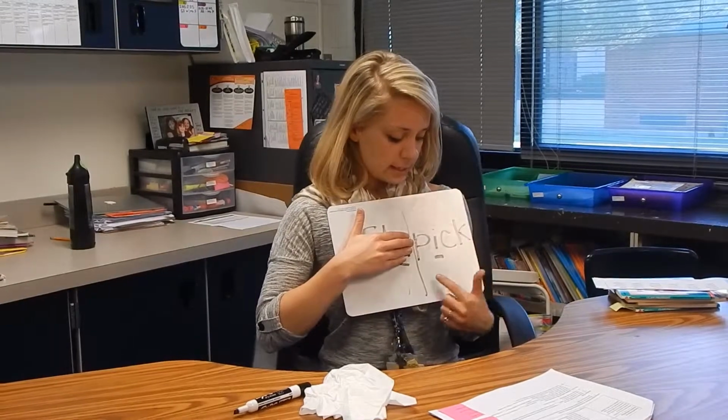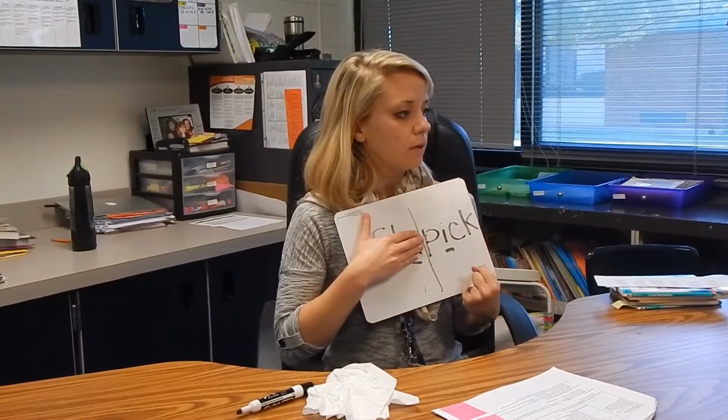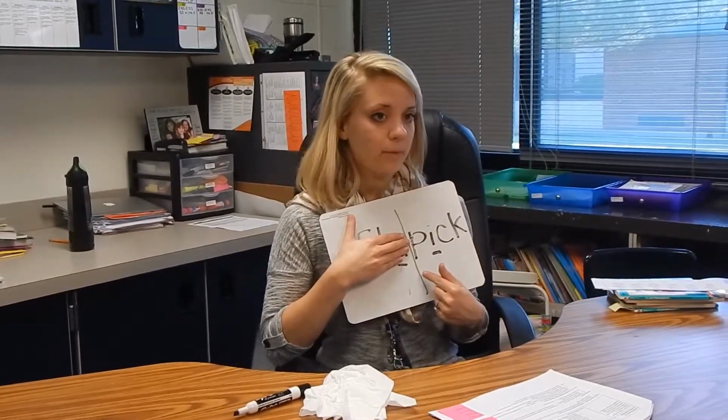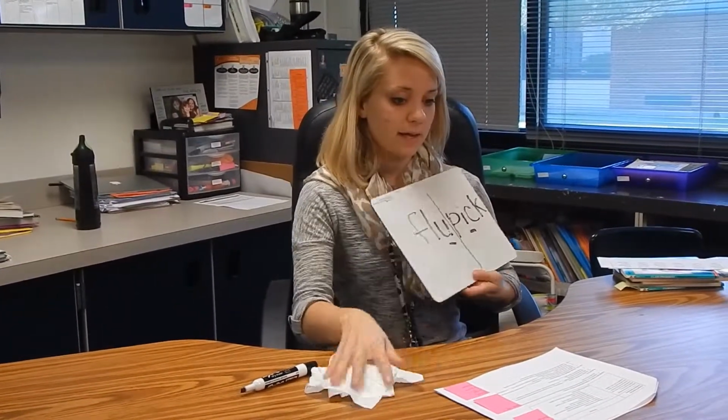U. Look at the second syllable. Open or closed? Closed. What sound will the vowel make? Pick. Read the syllable. Pick. Blend them together. Flew-pick. Great. And one more, and then we'll move on.